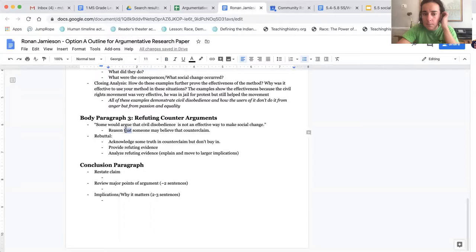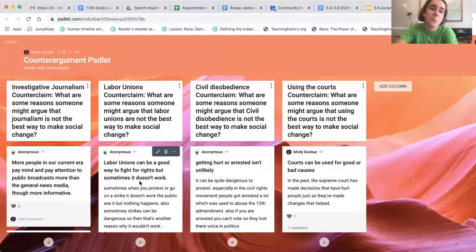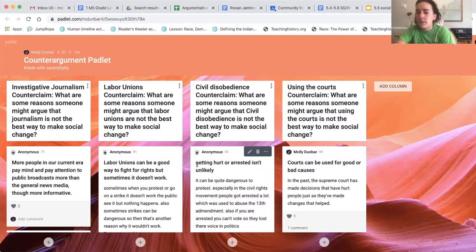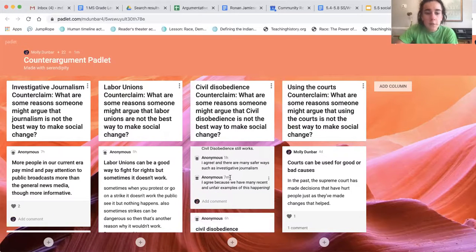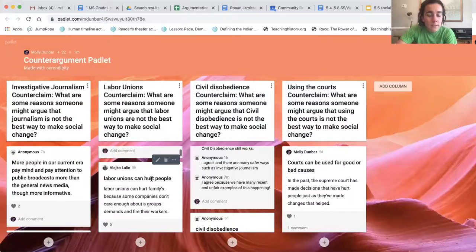And then the second thing, I'd be putting in the reason that someone might believe that counterclaim. I could start that by saying something like, they claim, or they argue, or some argue. And where I'm getting that reason is from the work you guys did yesterday. So maybe I want to choose this one, that some may argue it's not worth it because it's likely that you could get hurt or arrested. Or, if I was doing labor unions, some argue that they ultimately can hurt people because people can get fired for participating in a strike.